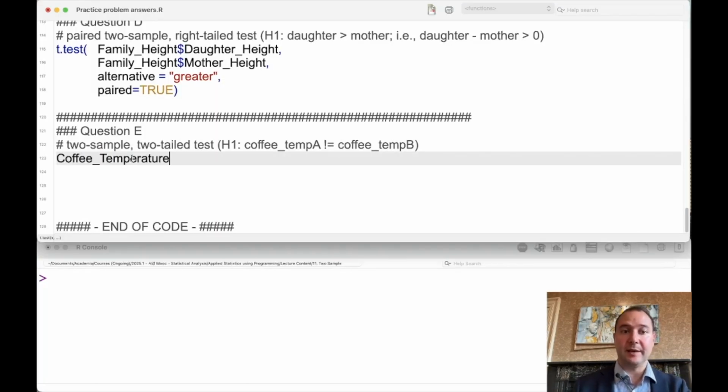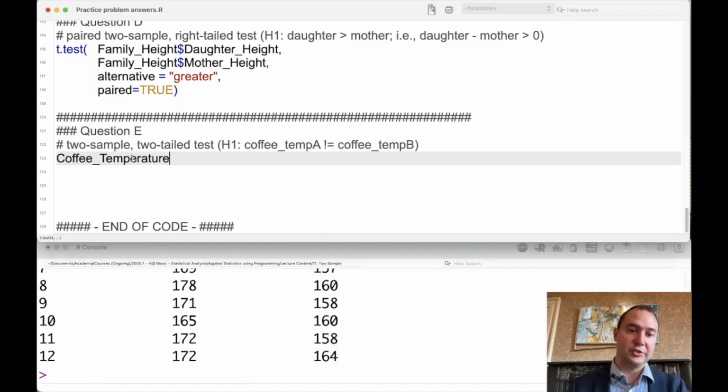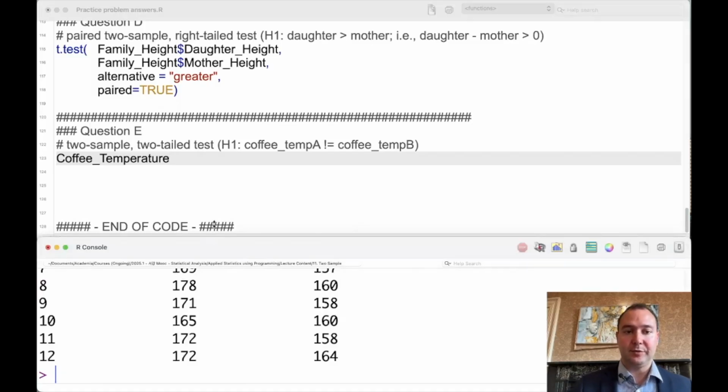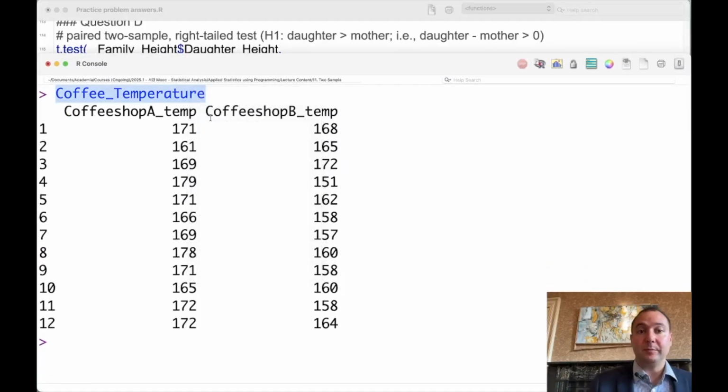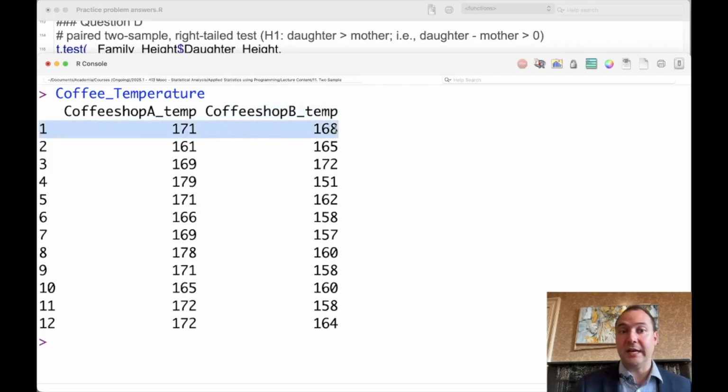Okay, so in this example, our coffee data is called coffee temperature. So let's check. Here is our samples. We have two equal sample sizes. All right, so we have coffee shop A, coffee shop B. So is this a paired test? We have coffee shop A and coffee shop B. What does it mean to have a paired test? A paired test means each row of data is related.